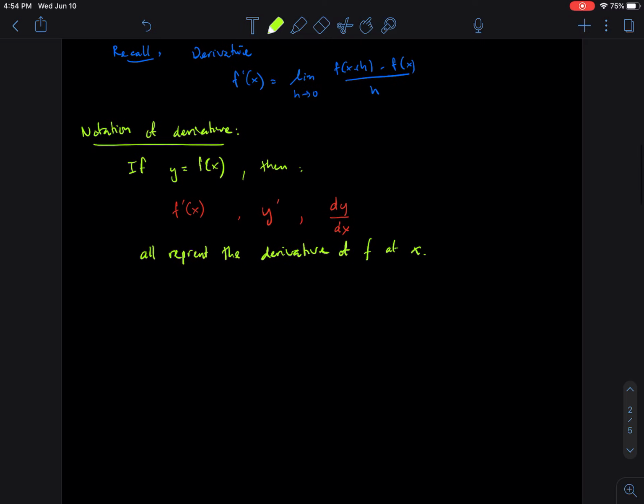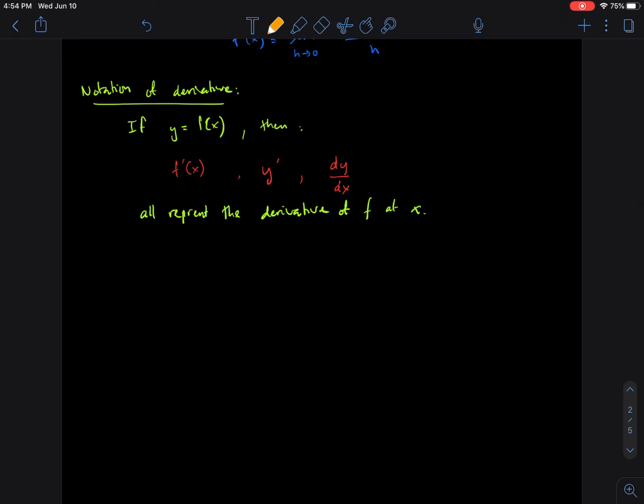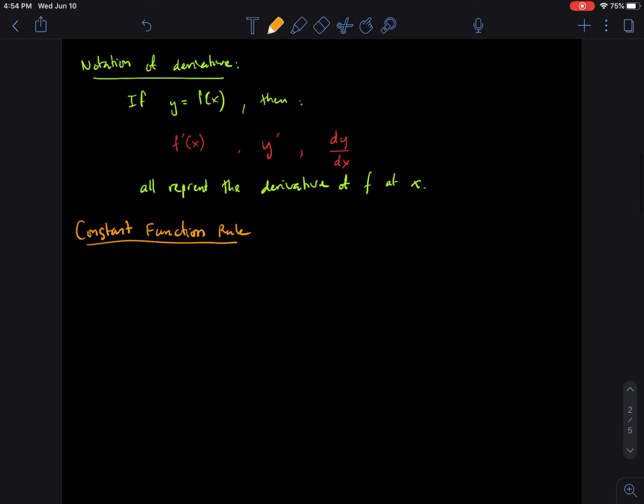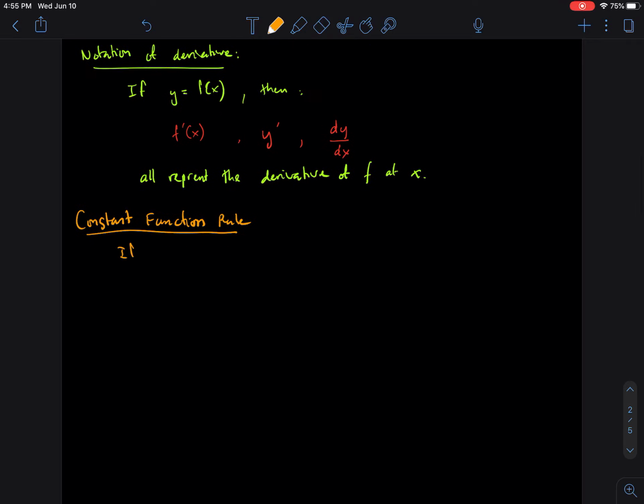The first rule we're going to introduce is called the constant rule, the constant function rule. So this is saying that if a function is equal to some constant c, where c is a number or constant, then the derivative f prime of x is equal to 0.